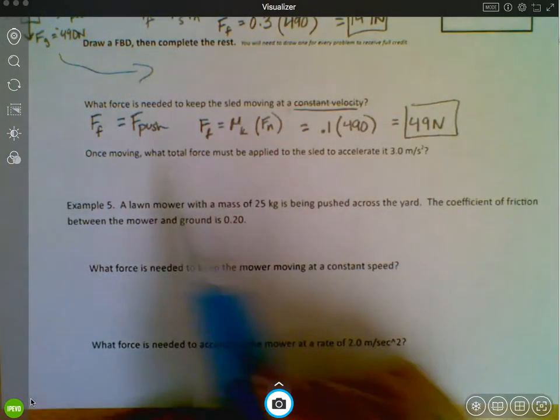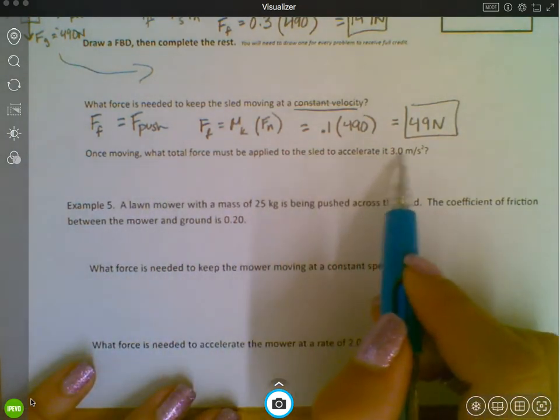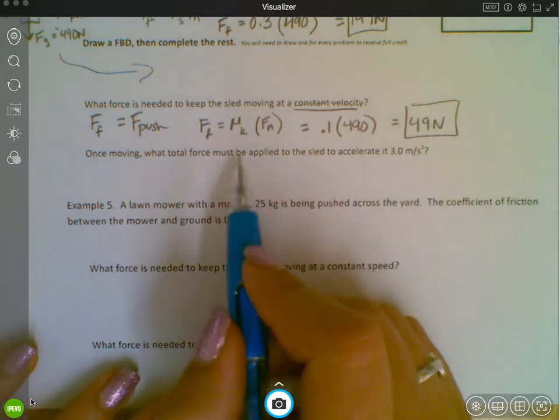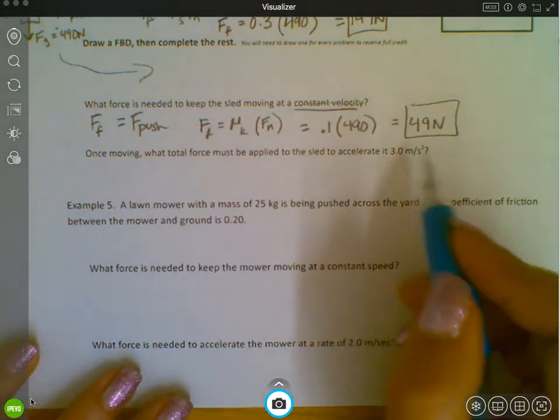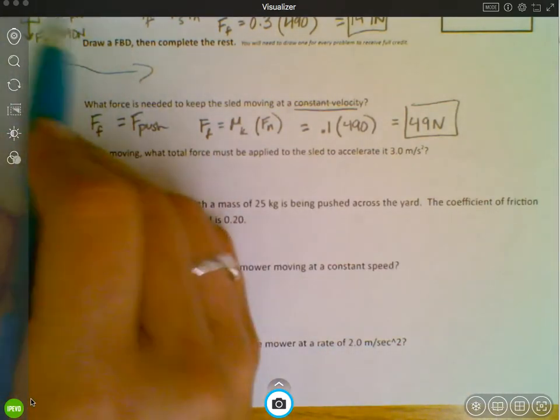All right. Once moving, what total force must be applied to the sled to accelerate it 3 meters per second squared? Okay, so the applied force is the push force to make it accelerate. So it's going to accelerate in the x direction. So we're dealing with these forces.